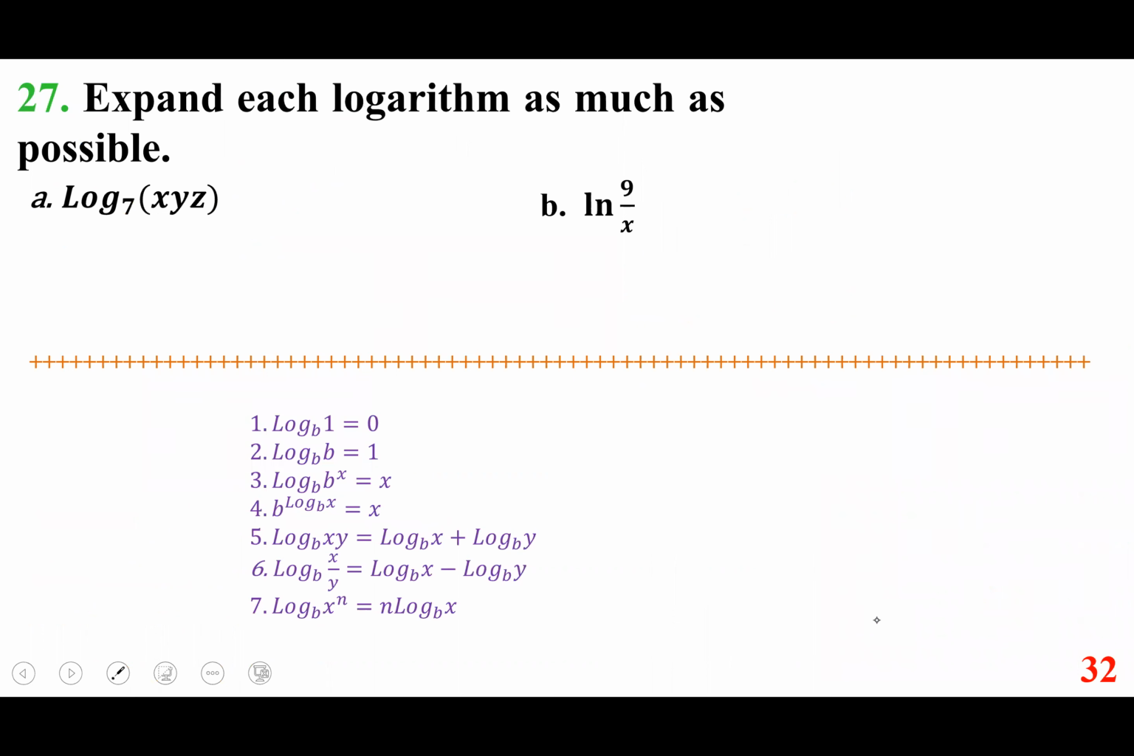All right, we want to expand the logs. In other words, we want to use the formulas that we have seen. These are the properties. In this case, we can use the product rule. It's simply log x plus log y plus log z. Don't forget the same base, namely 7. It's important to pay attention to the base, everybody.